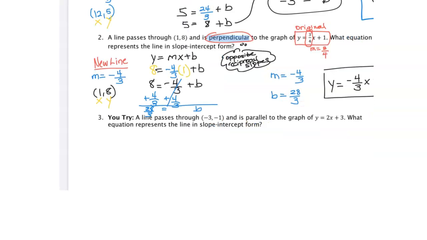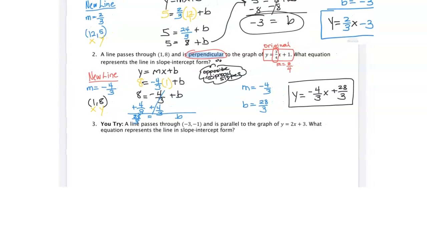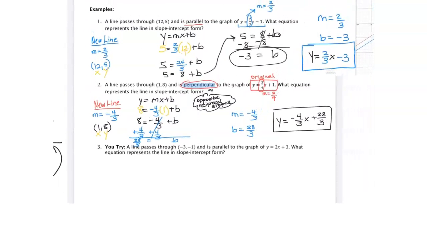All right, for practice problem number 3, we have a line that passes through (-3, -1) and is parallel to the graph of y equals 2x plus 3. What equation represents the line in slope-intercept form? For this one, I would like for you to pause your video. You can look back at the examples for numbers 1 and 2, but you are to work on number 3. So pause your videos.